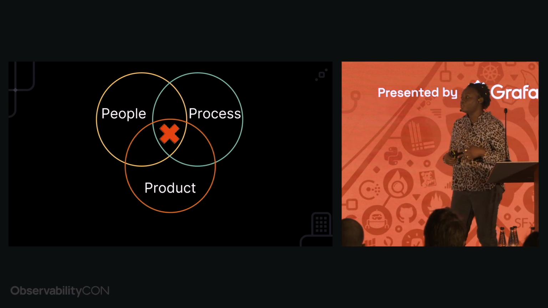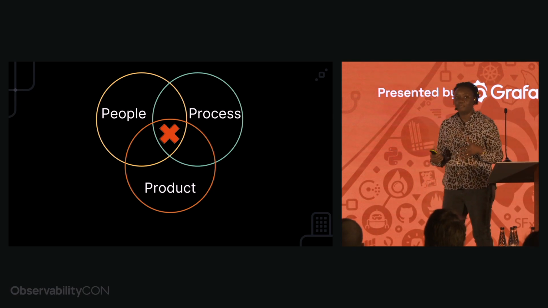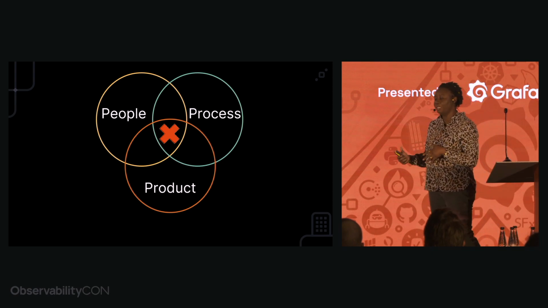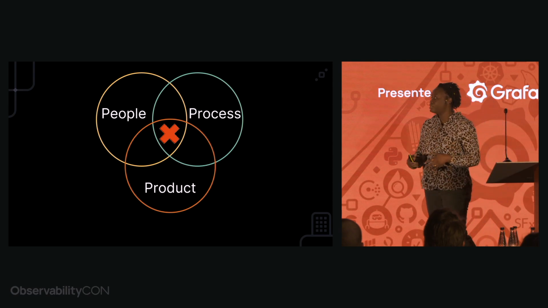For people to be able to quickly and easily adopt observability, because that impacts how widespread we can go across the organization, and it impacts the completeness of our observability as well. And the final thing is the product.